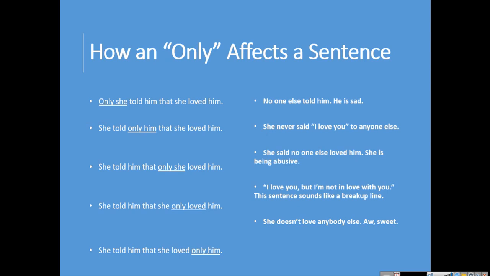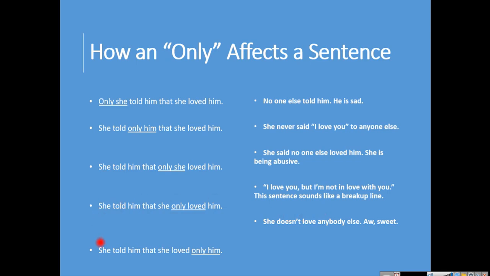Only she told him that she loved him. No one else told him. He is sad. She told only him that she loved him. She never said "I love you" to anyone else. She told him that only she loved him. She said no one else loved him. She is being abusive. Okay, thank you.